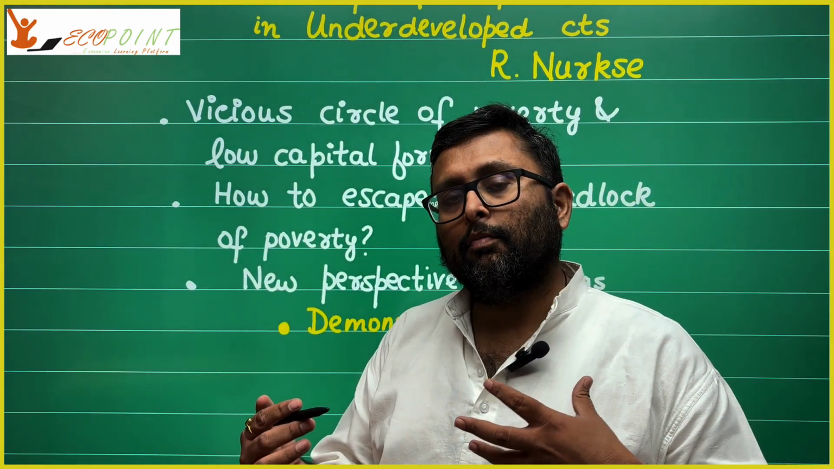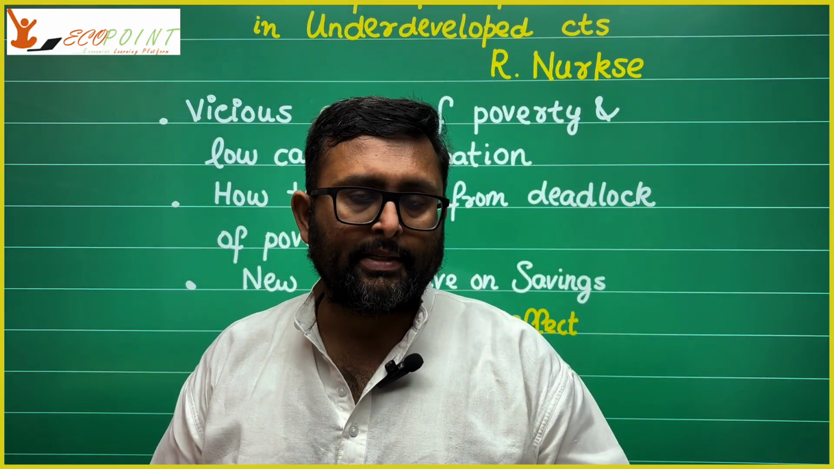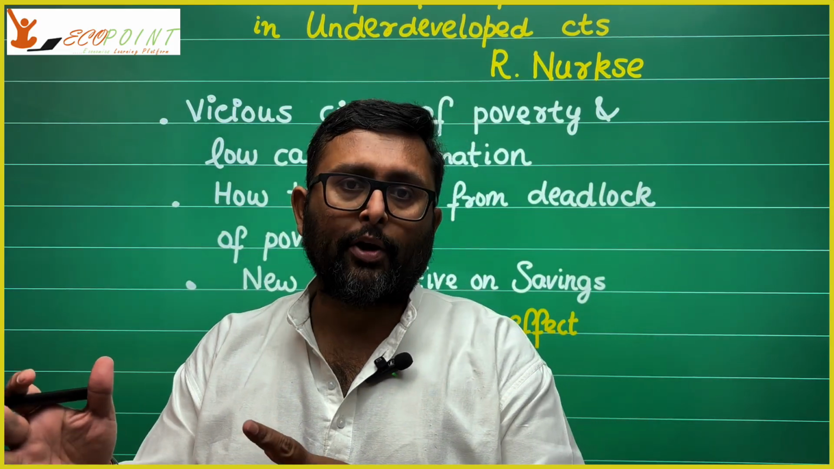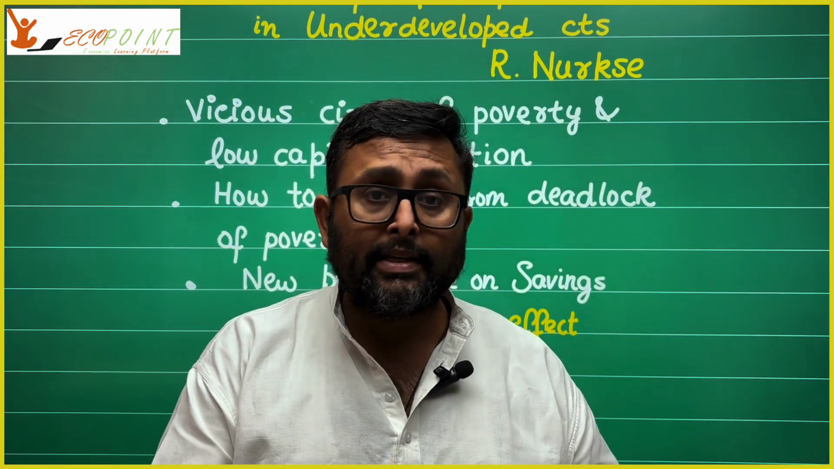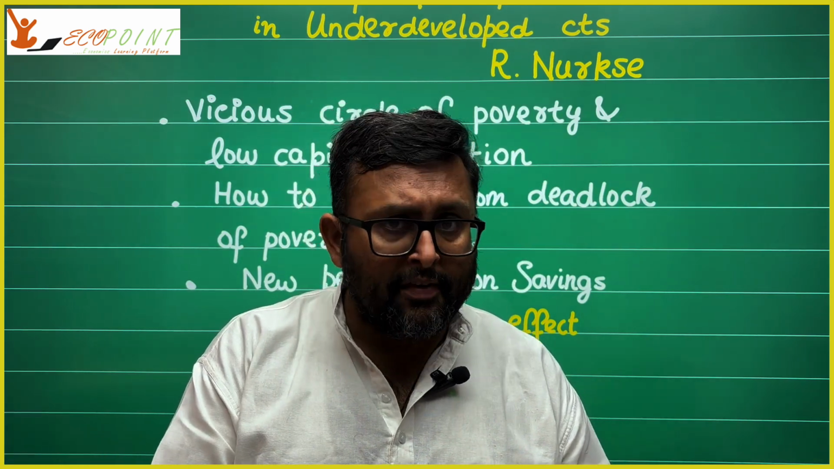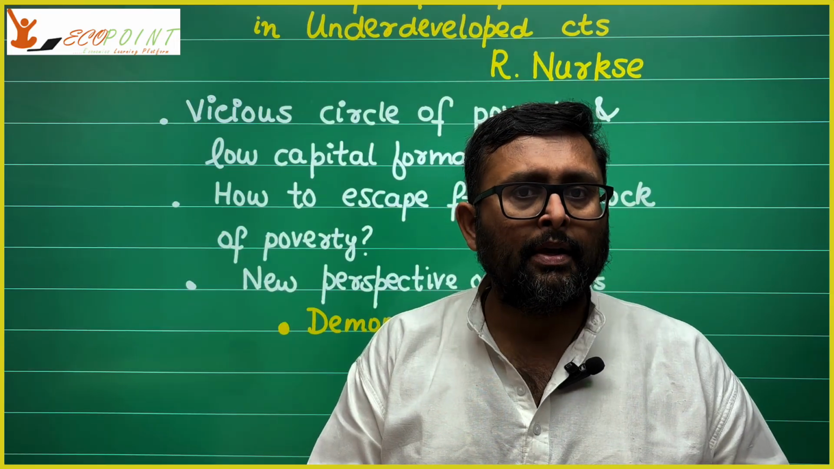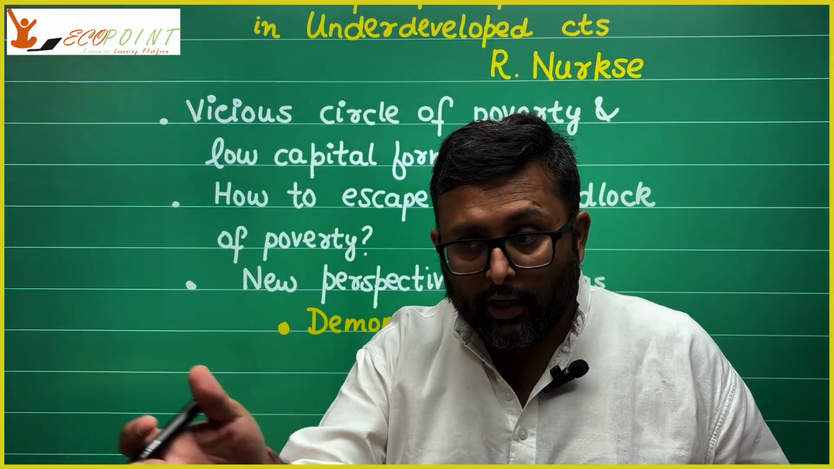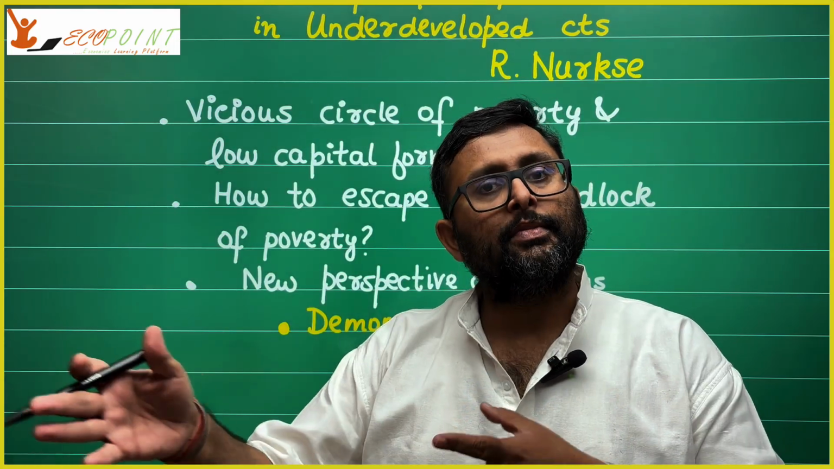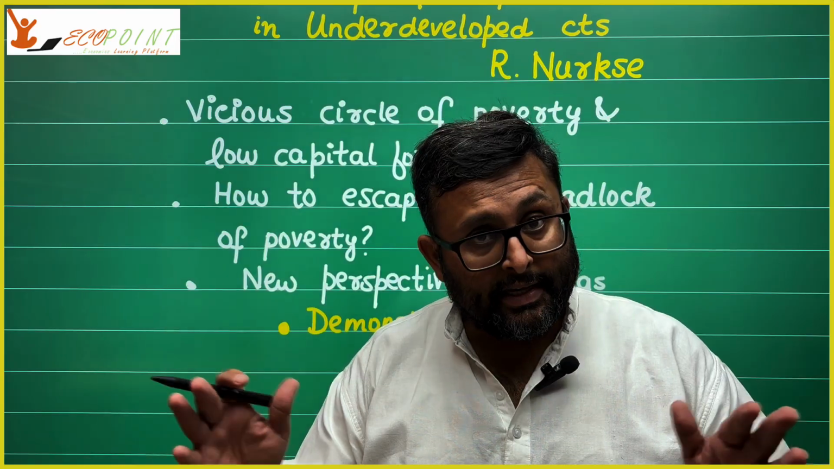Nurkse has given one example in his reading in which he said that if you look at US society, between 1917 and 1941 there was an increase in income levels in the US, but the savings pattern didn't increase. Despite the increase in income, people tended to spend more because others in their society were also spending more. So all of them started spending more. Consumption increased and savings reduced.